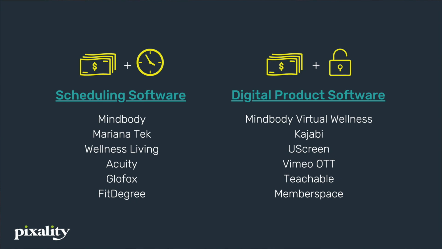On the right-hand side, you've got some examples of digital product software. So these are the ones that protect content for money. And you'll see at the top, Mindbody Virtual Wellness has come on the scene this year. This is the same Mindbody that does the studio scheduling, but they have a digital product software component as well if you want to buy that add-on. Kajabi is a popular one, Uscreen, Vimeo OTT, Teachable, MemberSpace. These are all examples of digital product softwares.